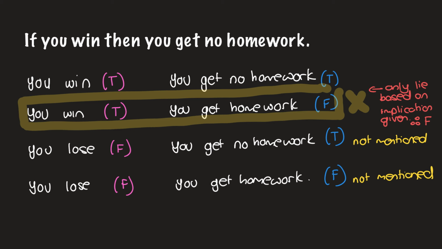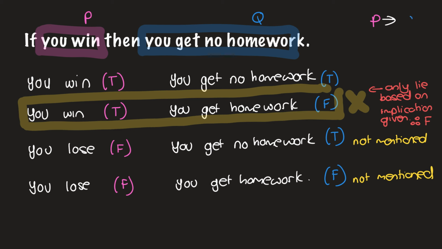Now let's try to connect what we have up to a truth table. Just a quick reminder that you win is your P, and you get no homework is your Q. Then when we look at the two data pairs together and decide whether they are lies or not, that's going to be your if P then Q.